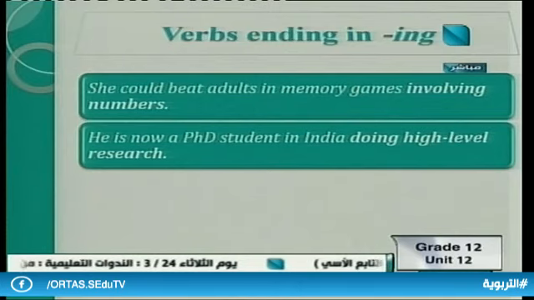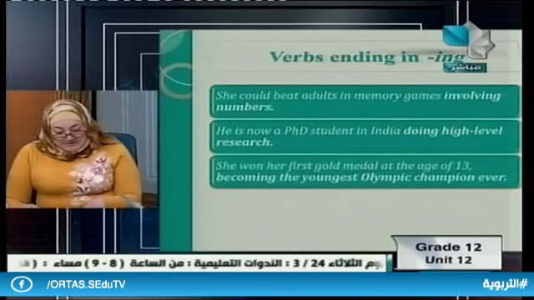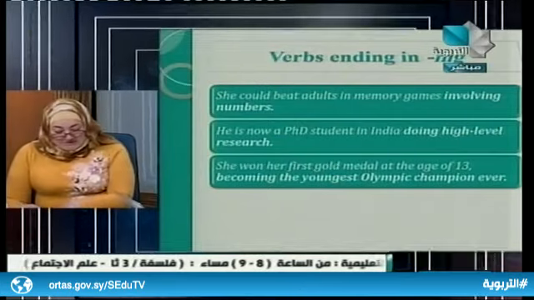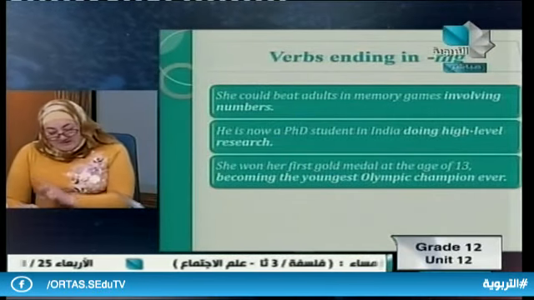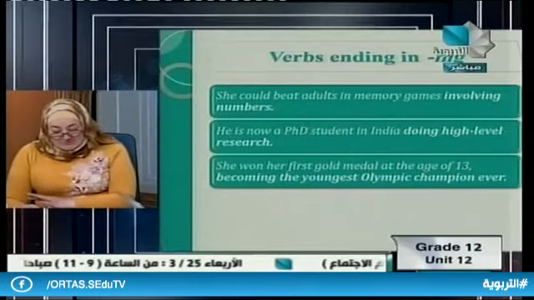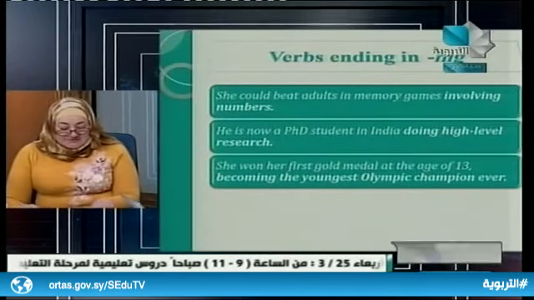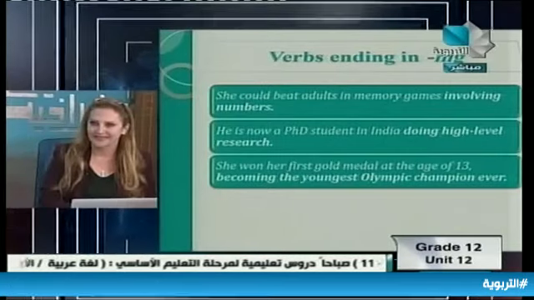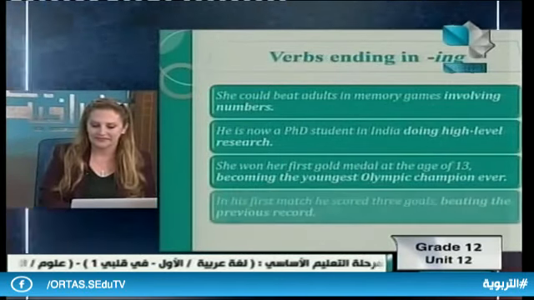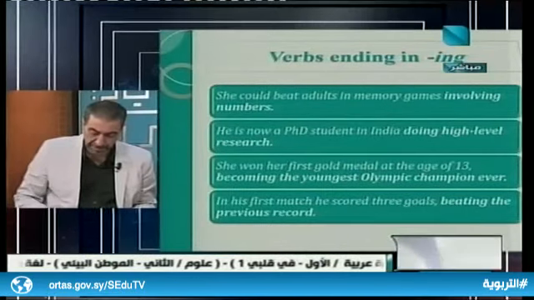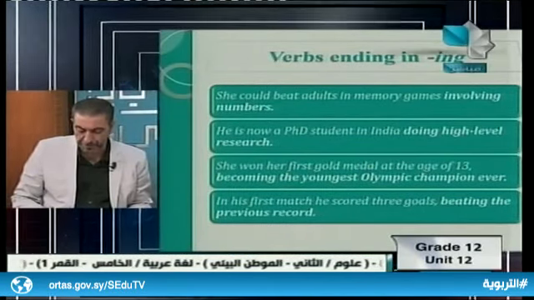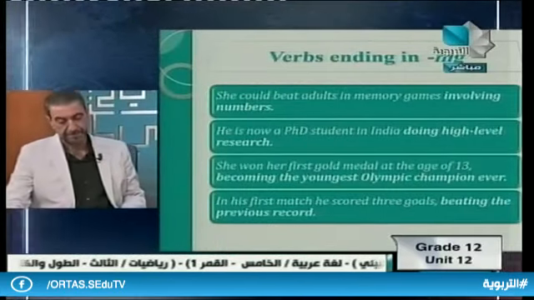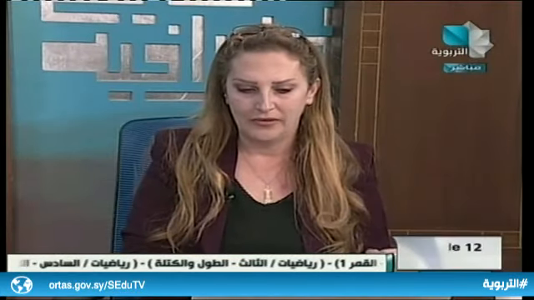Another example. She won her first gold medal at the age of 13, becoming the youngest Olympic champion ever. So becoming the youngest Olympic champion ever is a phrase that adds information to the first sentence. In his first match, he scored 3 goals, beating the previous record. Now we start the second sentence with a verb with an ing. So we notice these verbs: involving, doing, becoming, beating. We put a comma before these words, and they add information to the sentences.